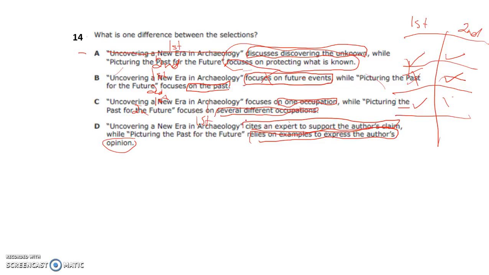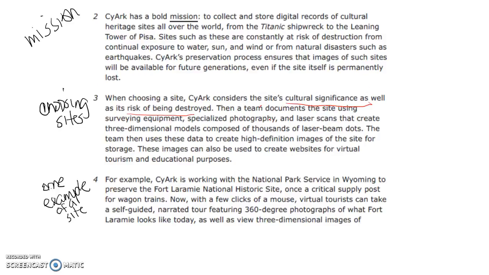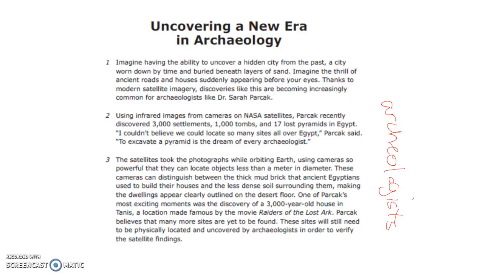Now, what does cites mean? Not cities, but cites. Cites means that it quotes, basically. They're using an expert's words or ideas to support the author's claim. And then the second one says they rely only on examples. So you're looking back to see if the first passage has an expert. Do they cite experts in here? It doesn't have to be a quote, but it could be saying something that they would agree to. Are there things that they talk about that this Sarah Parchak expert here helped support their points in here?